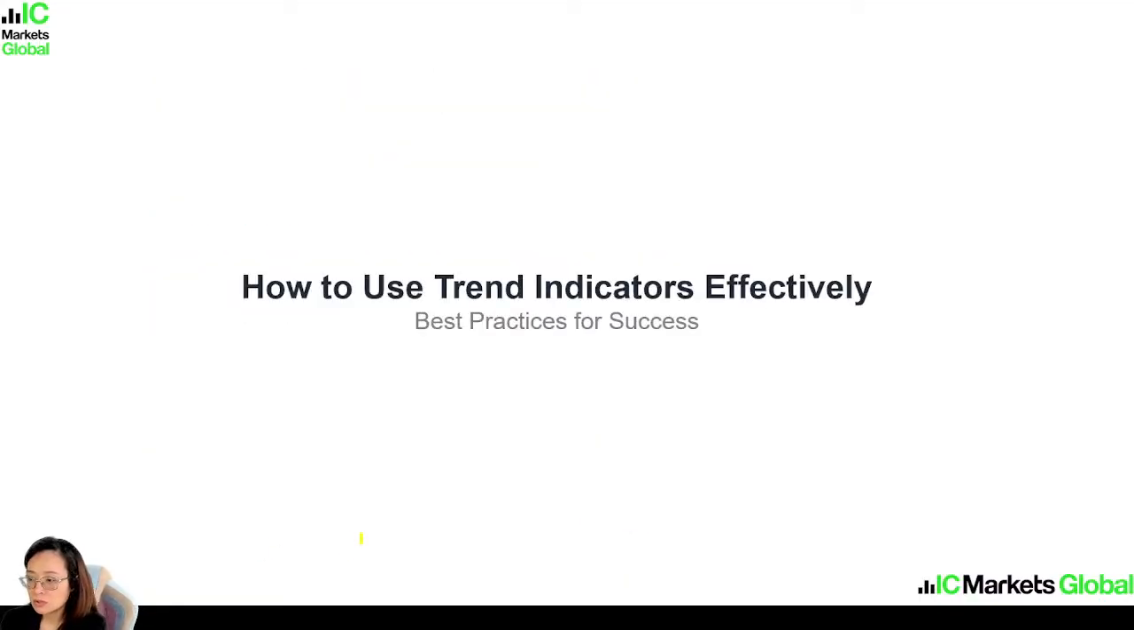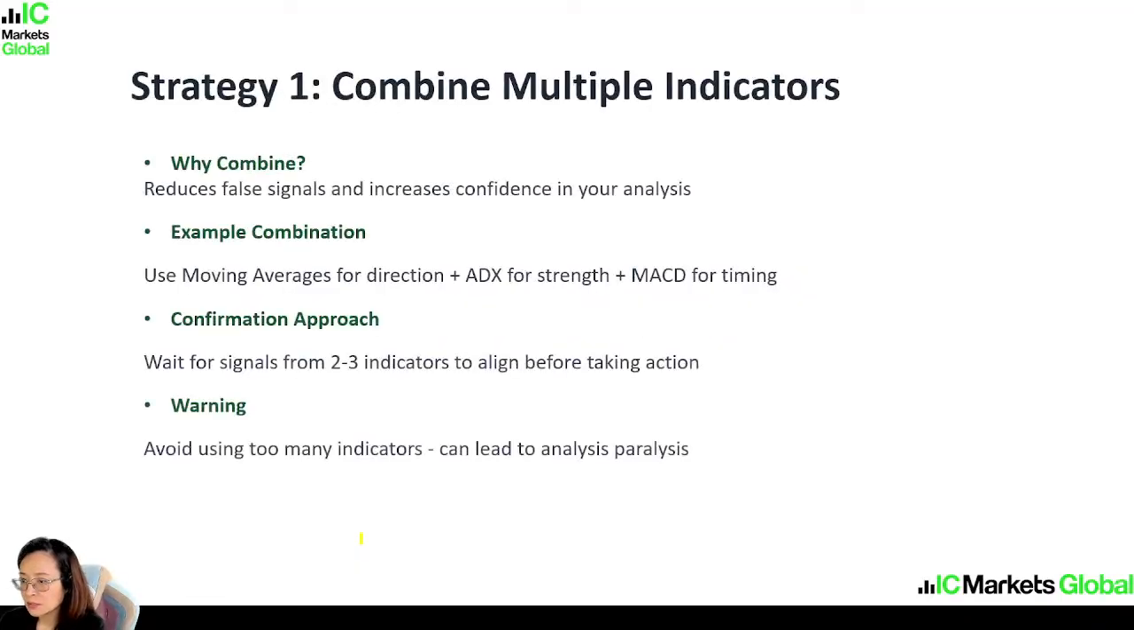So how to use trend indicators effectively, best practices for success. They will say the first strategy is you should combine multiple indicators. Should be 2 to 3. I think maximum should be 3. So why combine? They say it reduces false signals and increases confidence in your analysis. Example combination: you can use the moving average for the direction, ADX for the strength, MACD for the timing.